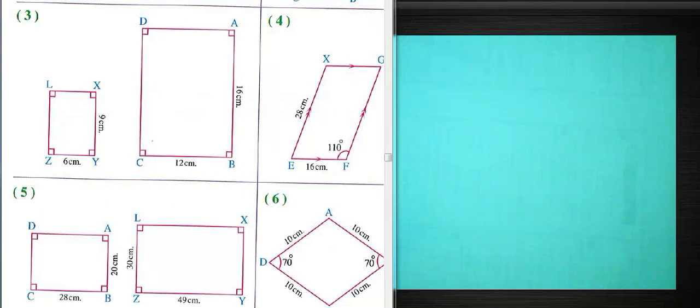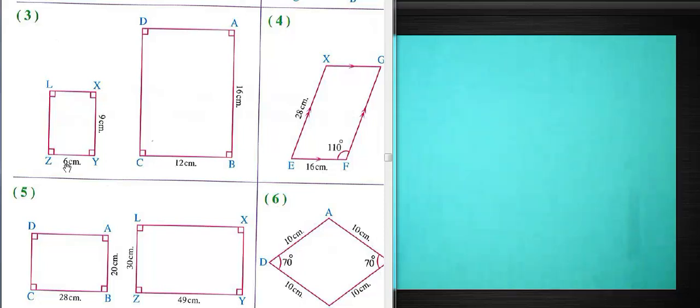Look at question number 3. We have two rectangles, first and second. The first rectangle XYZL and ABCD. We have two dimensions AB and BC in the first, and XY and YZ. You must find the ratio between two dimensions.